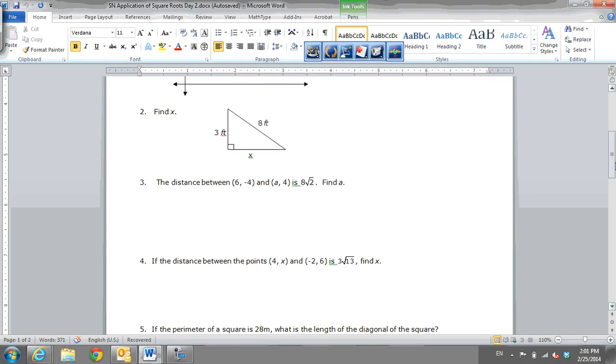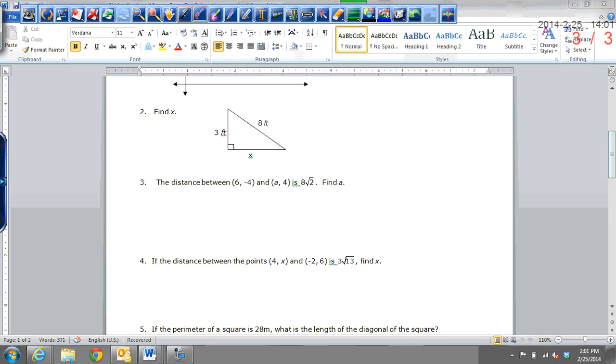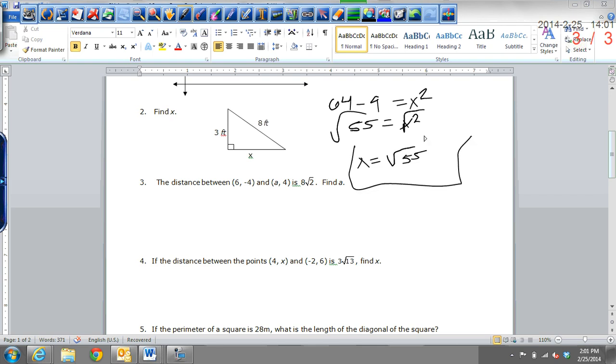Number 2, we're trying to find what x is, so I've got the Pythagorean theorem here, which is a squared plus b squared equals c squared. So I know c squared is 64. I don't know what a or b is, I know one of them, so it doesn't matter what we call a or what we call b. So 64 minus 9 equals x squared, so I get 55 equals x squared. Take the square root of both sides, and I get x is the square root of 55. If you want to, you can put that in the calculator and get a decimal. If not, just leave it alone.